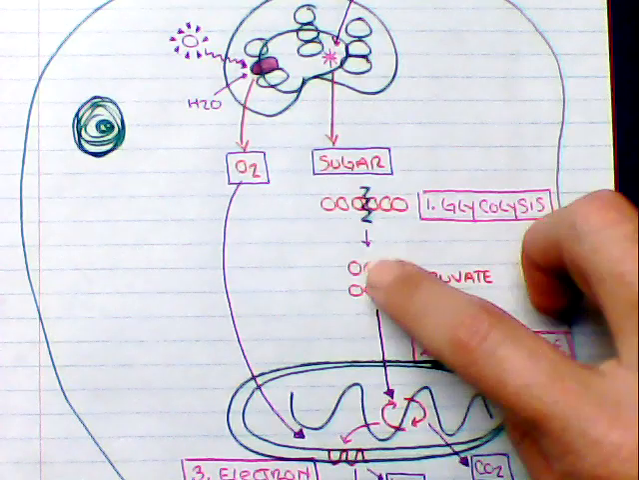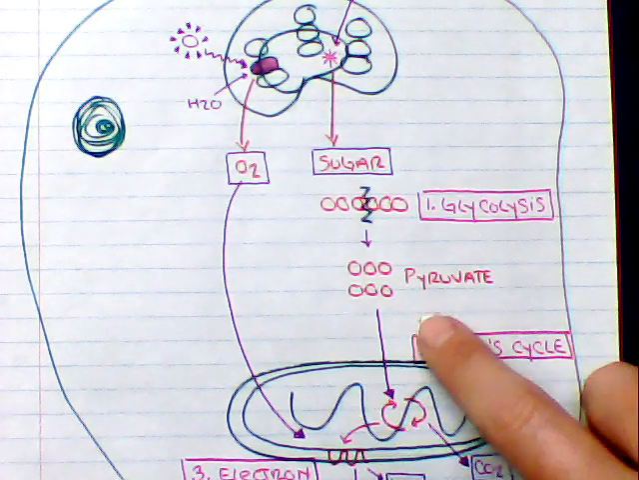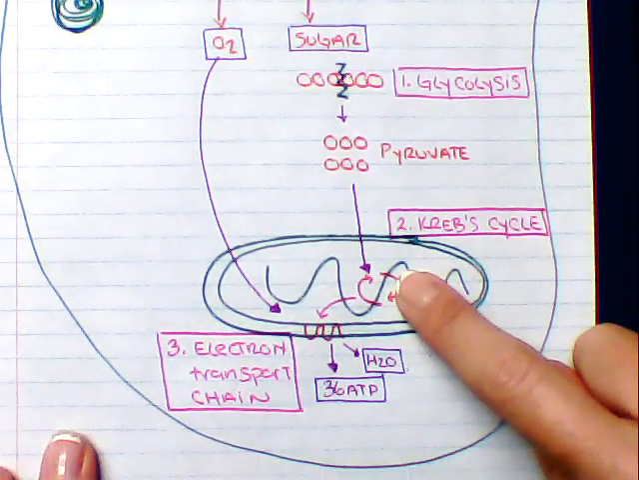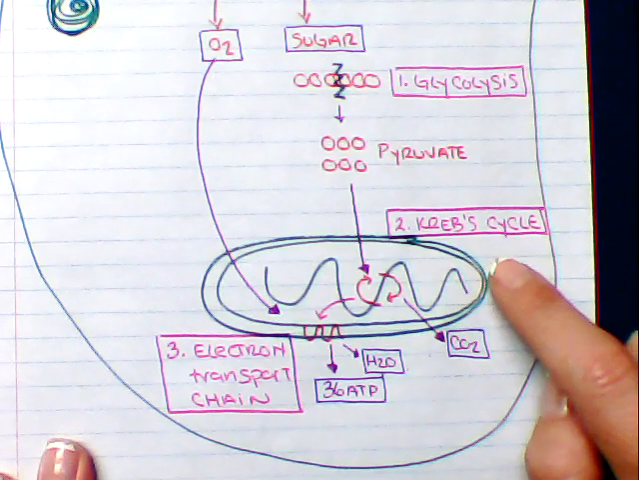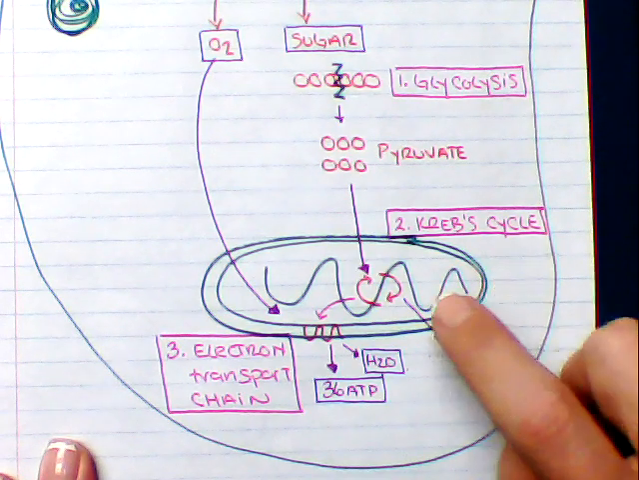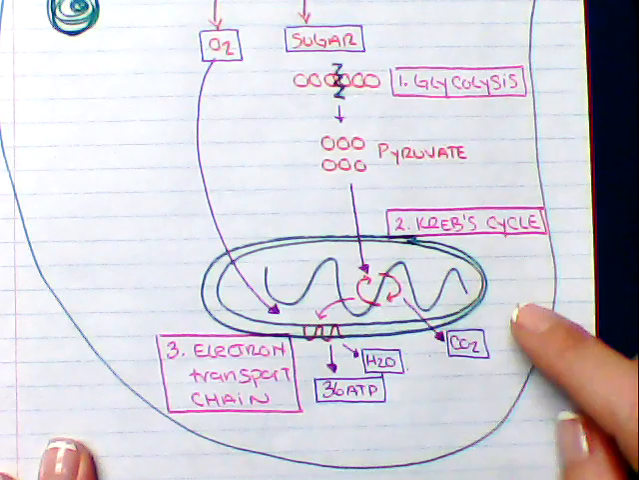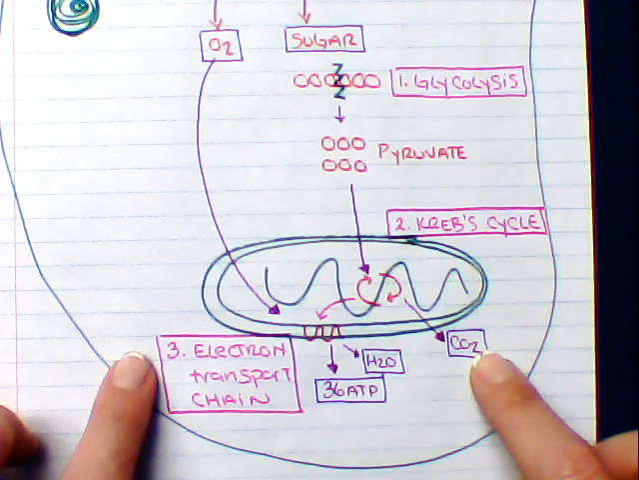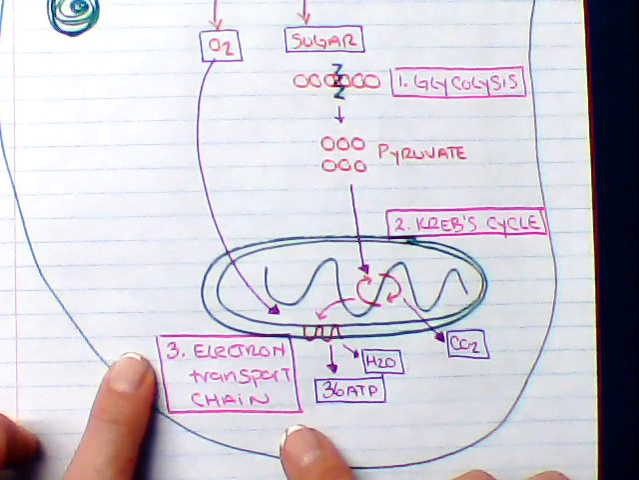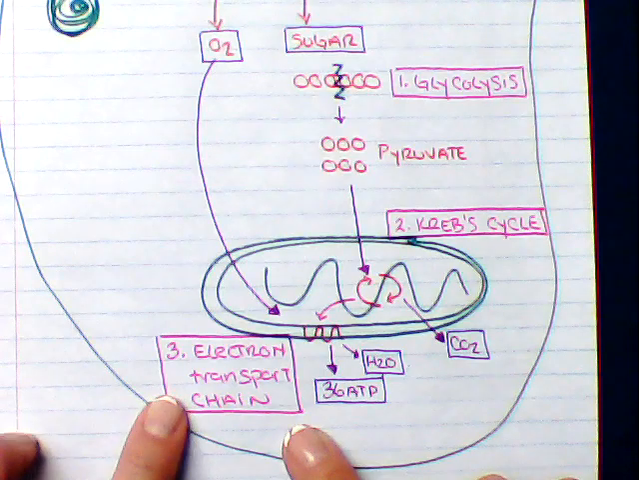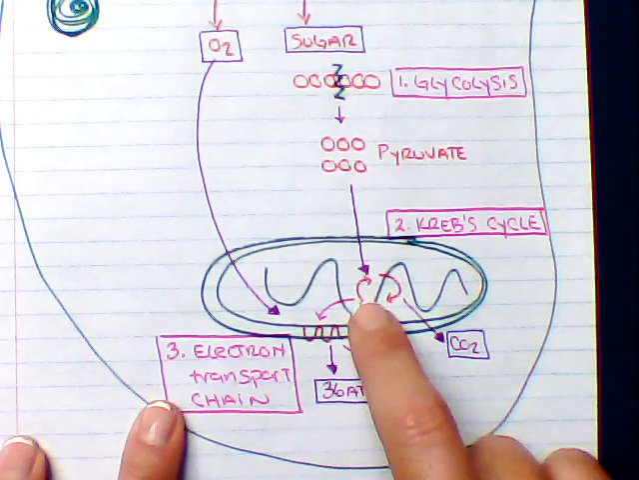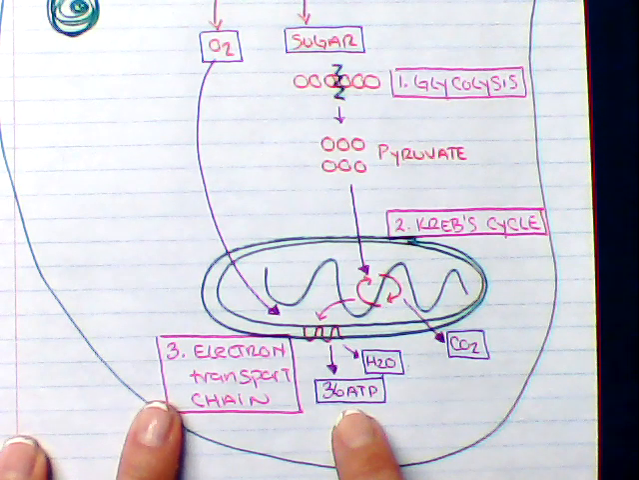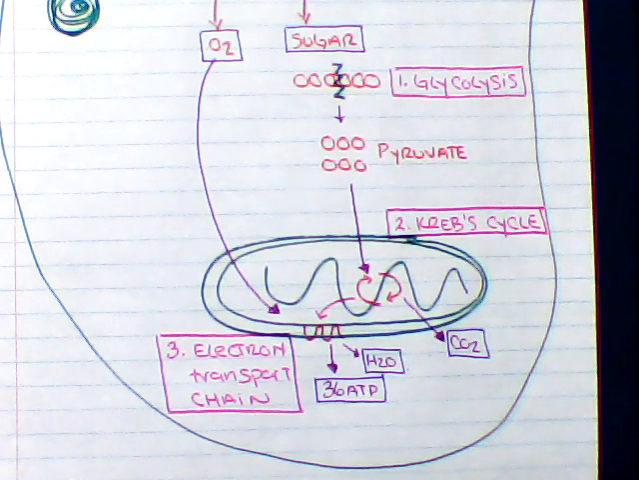This pyruvate, when oxygen is present, is going to travel into the mitochondria. Step 2 of aerobic respiration is what's known as the Krebs Cycle. It's going to happen inside this area called the matrix. We're going to be producing CO2 as a byproduct. Step 3, and again, you do need to know these steps, 1, 2, and 3, is what's known as your ETC, or your electron transport chain. At this point, we're going to be taking our products that we produce in the Krebs cycle, we're going to be ripping those to shreds, and we're going to be making ATP and water.